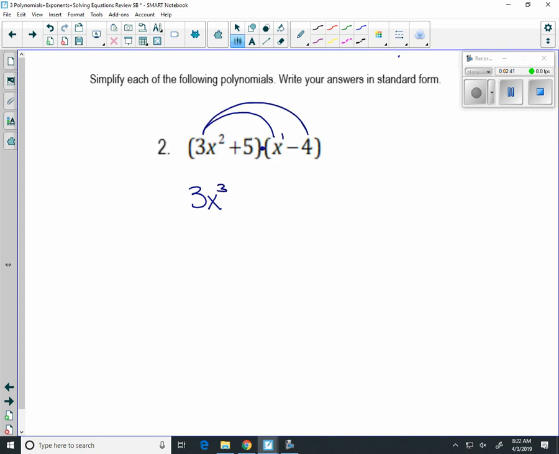3x squared times negative 4. So 3 times negative 4 is negative 12. And then I need that x squared. Now we're done with the 3x squared, and we're going to do the positive 5. 5 times x is 5x. 5 times negative 4. Positive times a negative is negative. 5 times 4 is 20.